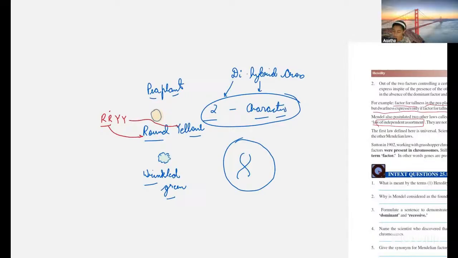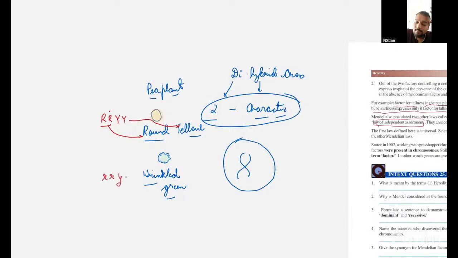So is this based on the law of independent assortment? Yeah, I'm trying to explain the law of independent assortment a little, not going too deep. Just a little part I will touch. And this is called wrinkled, which is written as small r, and green, which is written as small y.